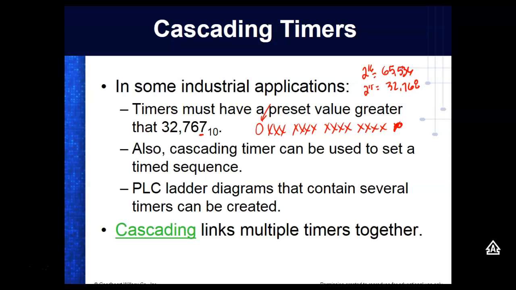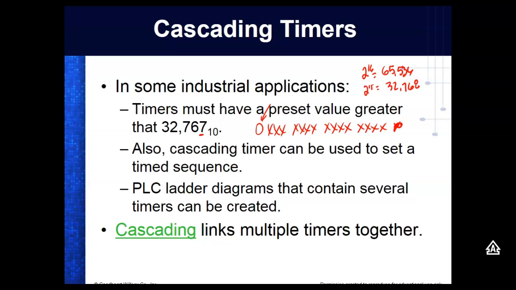If I try to put 33,000, it would give us an error, right? Because it would try to be timing negative. We can't time negative. Everybody okay? So the biggest thing I can put in a preset, whether you understand it or not, the biggest number I can put in that preset register is 32,767.